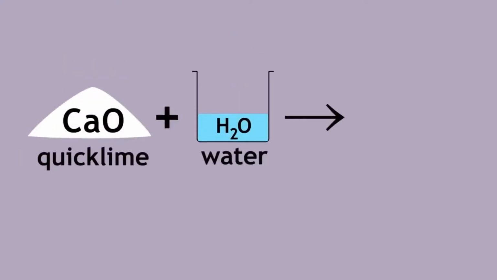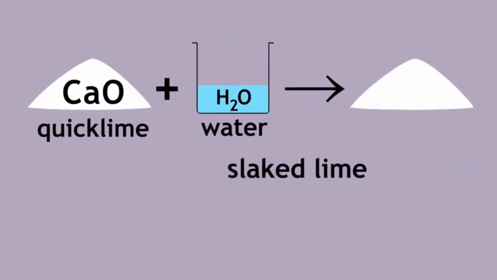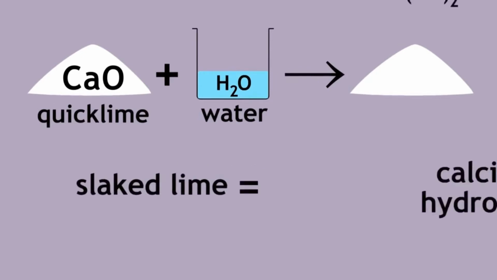The next type of lime is known as slaked lime, which is produced from quicklime or calcium oxide. The process of converting quicklime to slaked lime is called slaking. Slaking can be carried out in three different conditions.